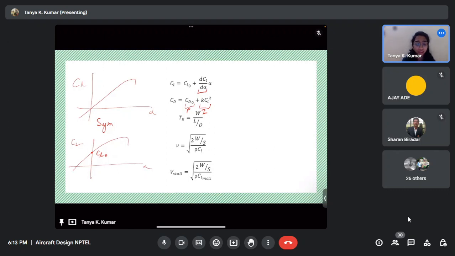The next equation is the thrust required equation for steady level flight. Thrust required is weight upon L by D. Sir has derived this equation multiple times in the lectures. Then we have velocity, which is given by this equation. Similarly, if you plug in CL max instead of CL, you have V stall. What is stall?